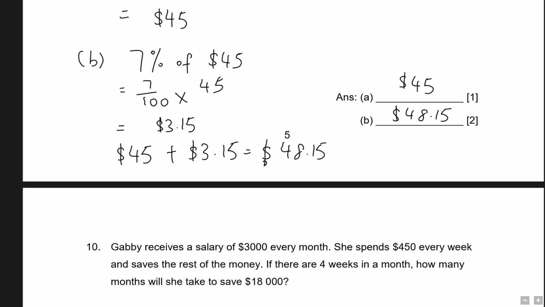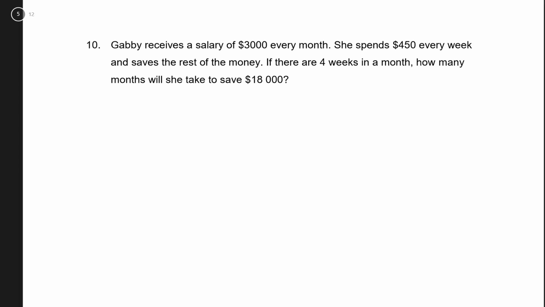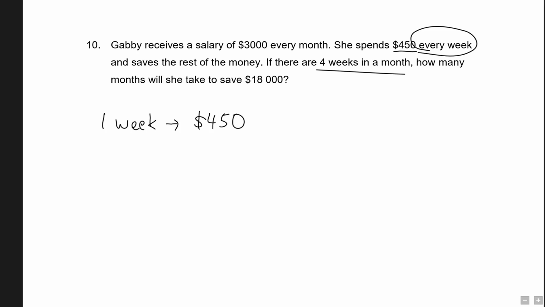We're going to move on to question number 10. Gabby receives a salary of $3,000 every month. She spends $450 every week. Now, if there are 4 weeks in a month, so 1 week you are going to spend $450, meaning for 4 weeks, which is 1 month, you are going to be spending $450 times 4, which will give you a total of 1,800.